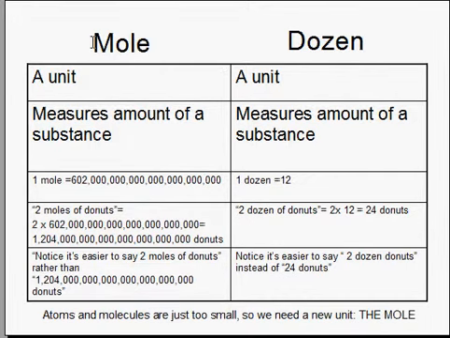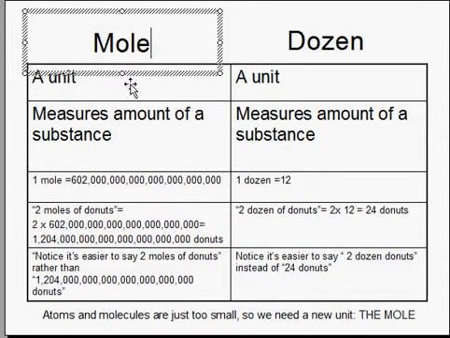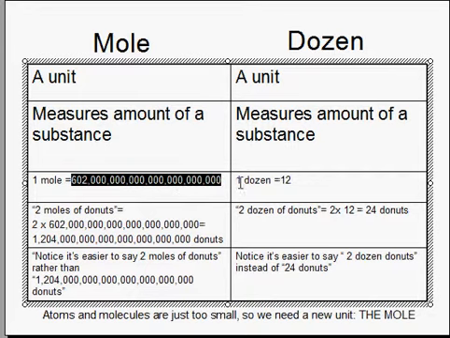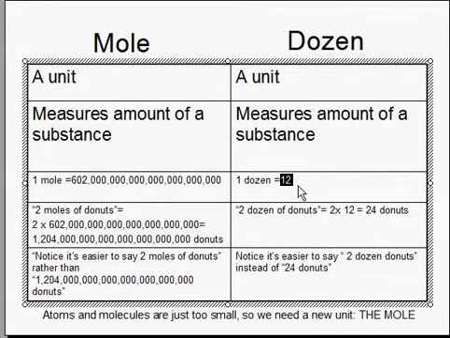Okay, so then a mole is very similar to that. It's also a unit, but it's a unit that's used to count the amount of molecules or atoms. So 1 mole is this huge number right here. And then 1 dozen is just 12, as we know. 2 moles is 2 times this huge number, which is another huge number right here. And then 2 dozen of donuts is 24 donuts.